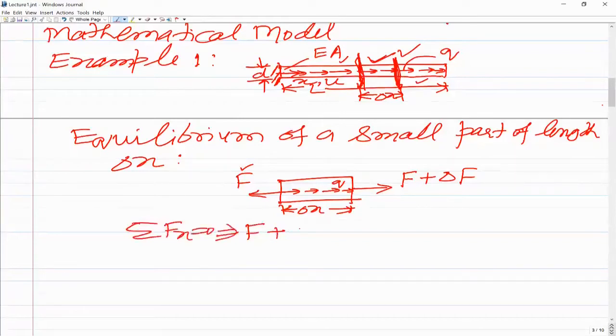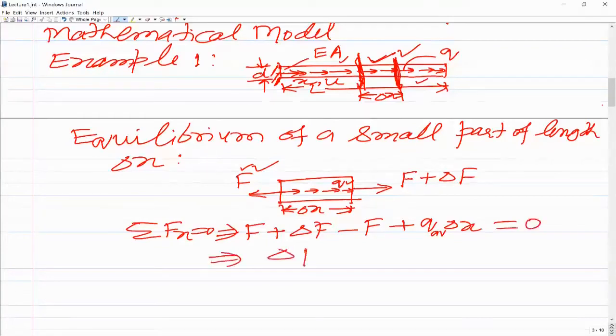This implies that F plus delta F, that is along plus x direction, and F along minus x direction. Then q is force per unit length, so the total force would be q into delta x. q actually could be a function of x, so let us say we have the average value of this, and q average into delta x would be the total force due to q, and this must be equal to 0. As you see, of course, this F and F get cancelled, so we get delta F plus q average into delta x is equal to 0.